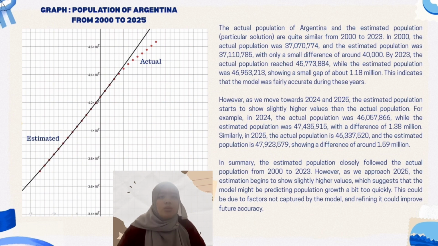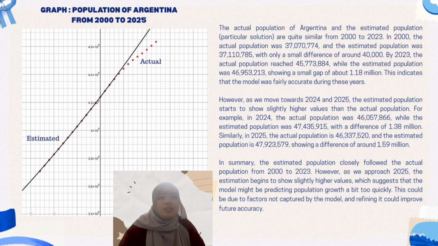However, as we move towards 2024 and 2025, the estimated population starts to show slightly higher values than the actual population. For example, in 2024, the actual population was 46,057,866, while the estimated population was 47,435,915, with a difference of 1.38 million. Similarly, in 2025, the actual population is 46,337,520, and the estimated population is 47,923,579, showing a difference of around 1.59 million.